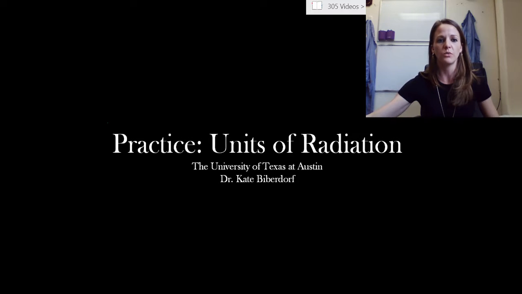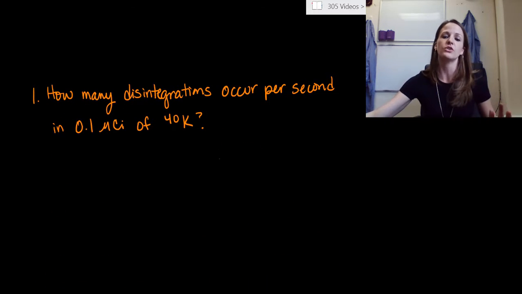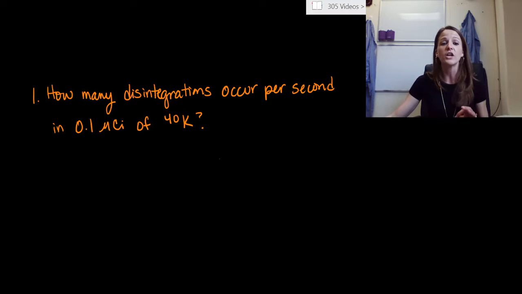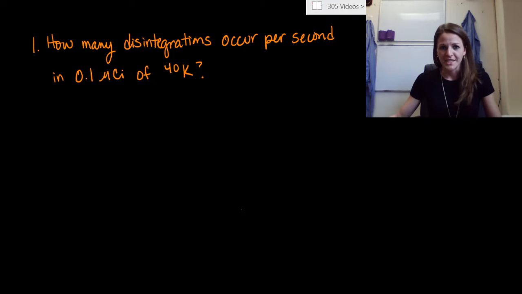So for this first question, what we have is how many disintegrations or decays, right, occur per second in 0.1 microcurie of potassium 40. So that's a micro. Go. All right, did you get an answer? This one was a little bit complicated, so if you got a little frustrated or stuck, please just stick with it. We're going to work through it together.